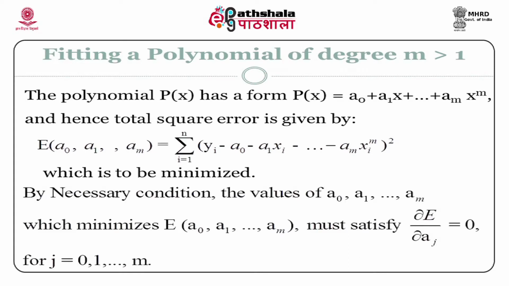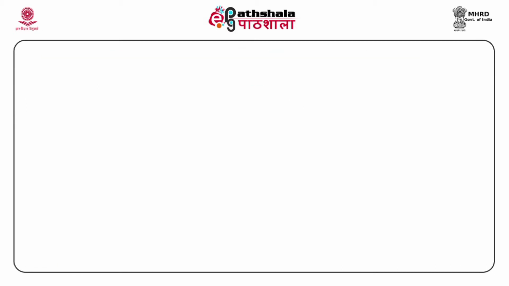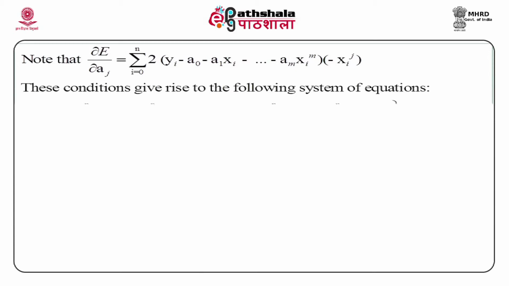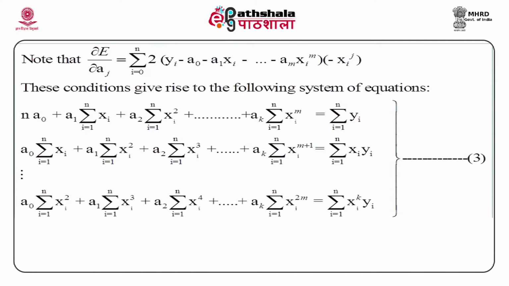So, by a necessary condition, the values of a0, a1, a2, ..., am which minimize this must satisfy that the partial derivative of E with respect to aj must be equal to 0 for all j equal to 0 to m. And if you take these partial derivatives, you can see that the partial derivative of E with respect to aj will be given by the sum, i equal to 1 to n, of 2 times (yi minus a0 minus a1 xi minus up to am xi raised to m) into (minus xi raised to j), because that is the coefficient of aj in that expression. These conditions give rise to the following system of equations.